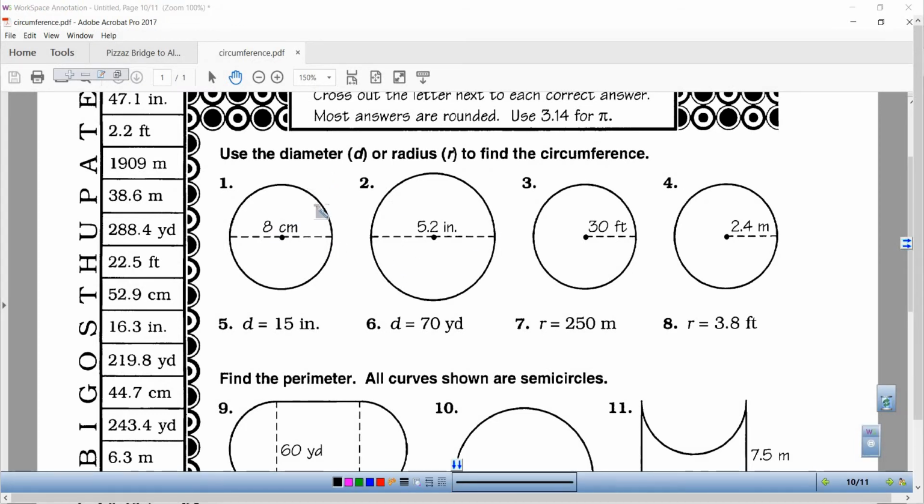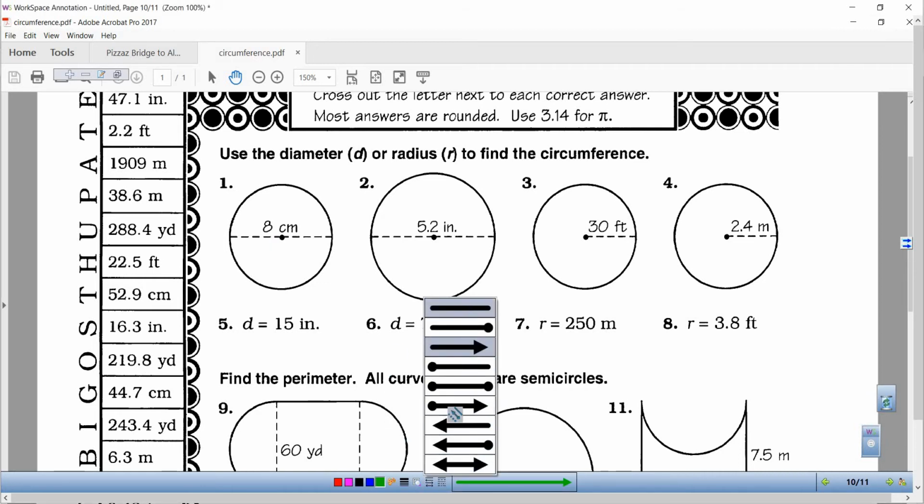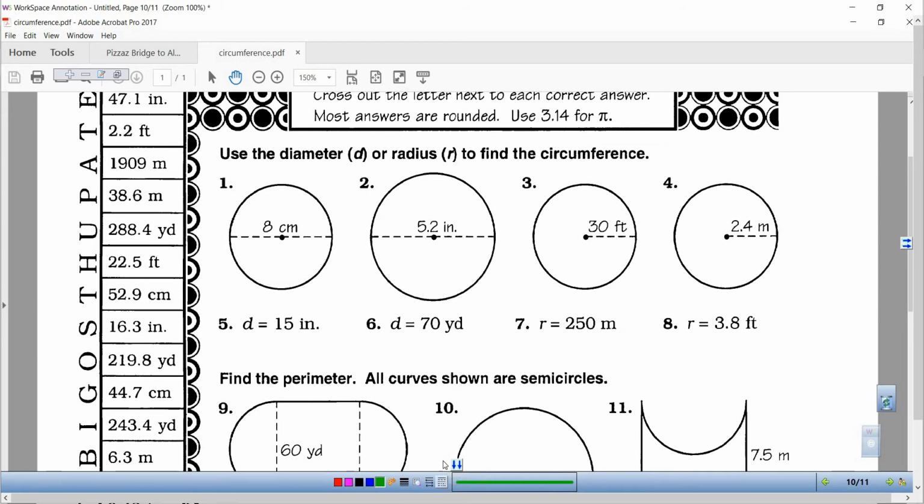So first of all, let's make sure we understand a diameter. A diameter is a chord that goes all the way across a circle from one side to the other through the center. So that's a diameter. That's a diameter. So those are diameters. Now, a radius, on the other hand, starts at the center and goes to a point on the circle. So that's a radius, and that is a radius.